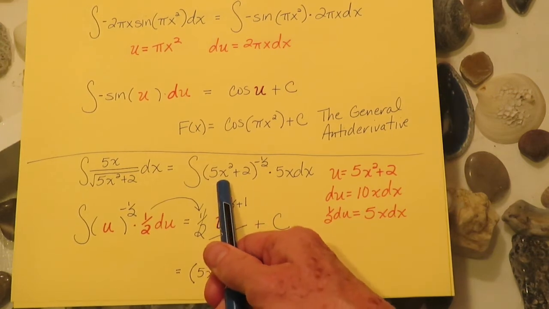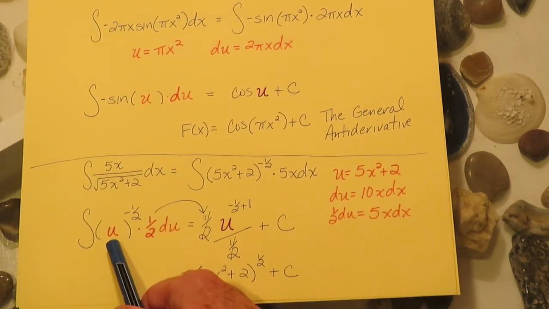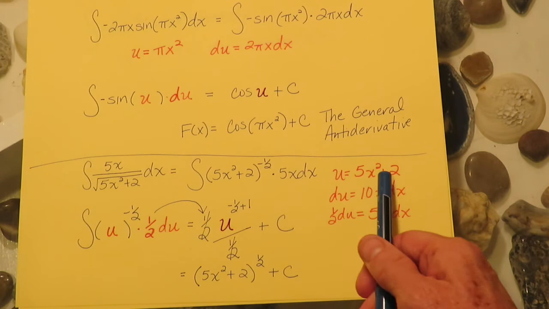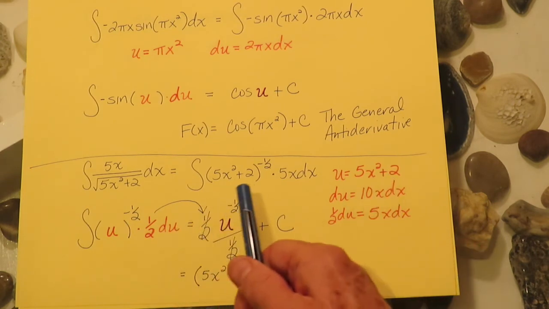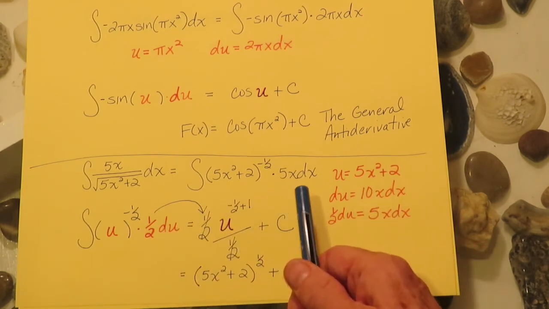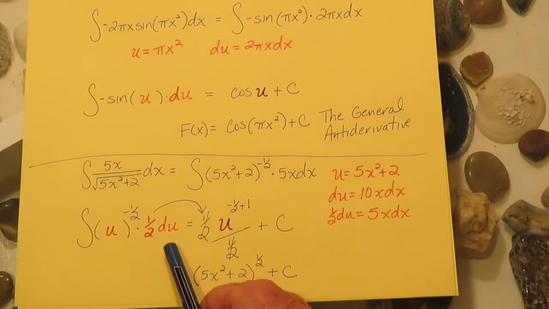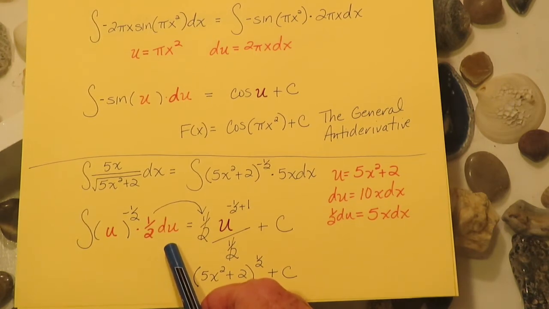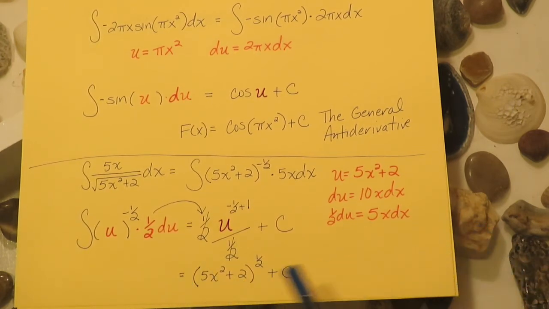So inside the minus 1/2 power is u, because u was 5x squared plus 2. And then the 5x dx is half of du, so it's getting replaced with half of du. I just have a simple power function now.